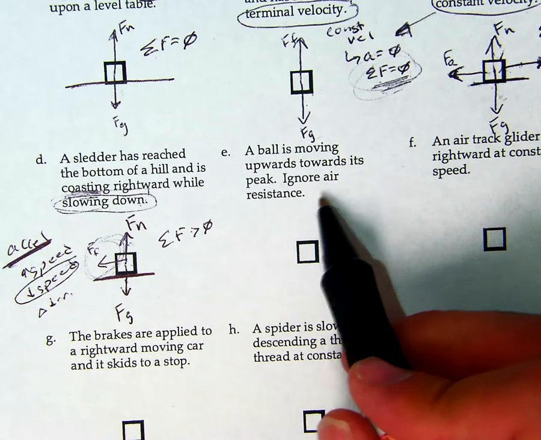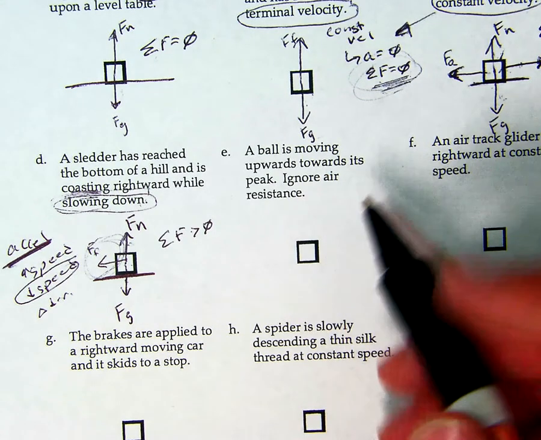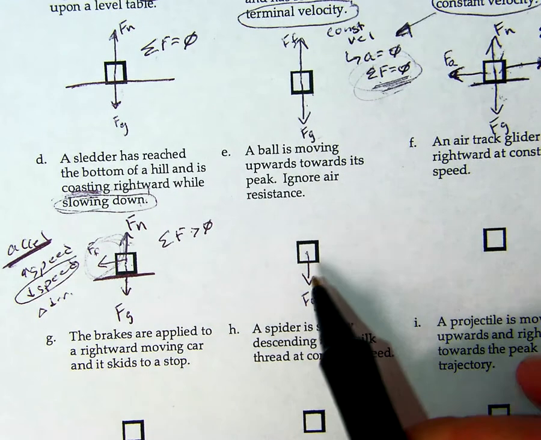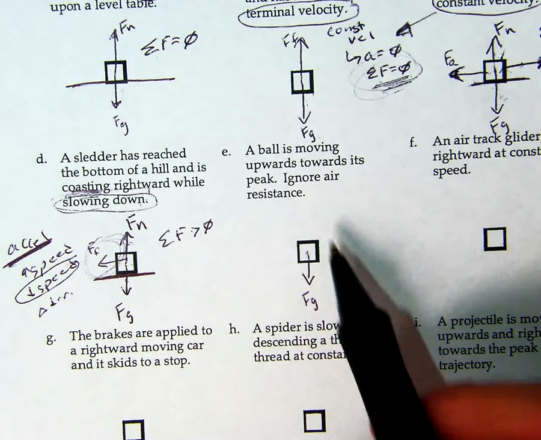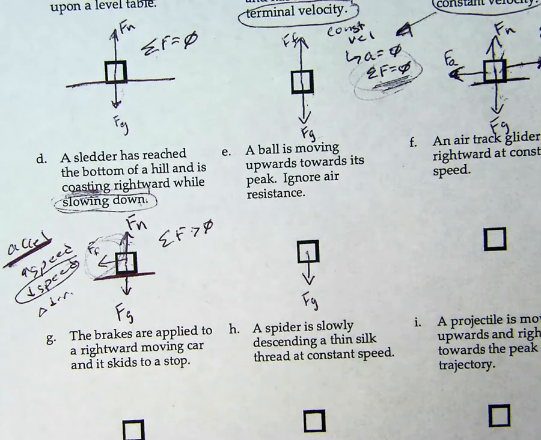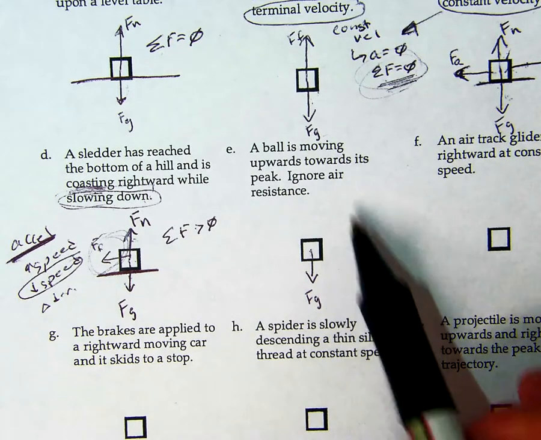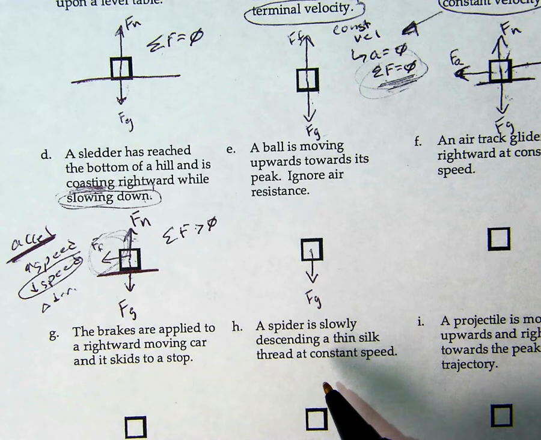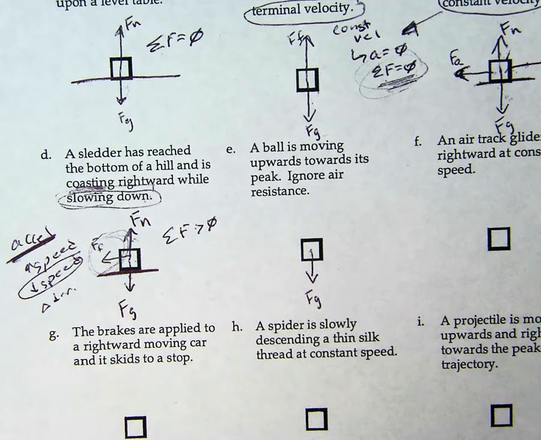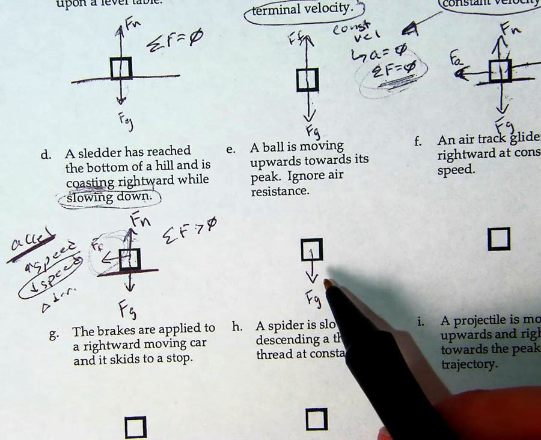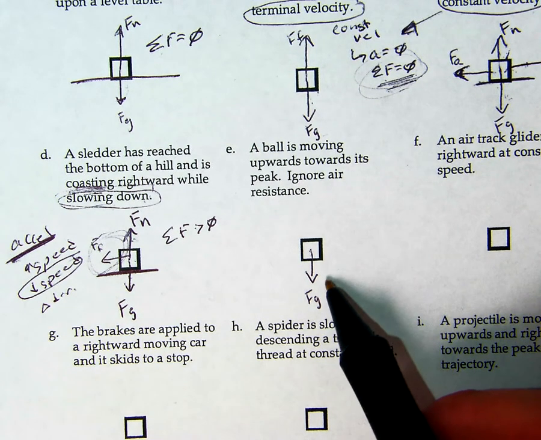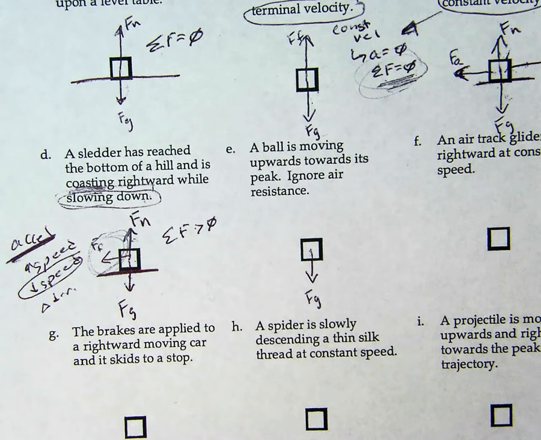We can do another one. Ball moves up, ignore air resistance. So automatically we know that we have force of gravity. But we know it's moving up in the air, so it's not on a surface, so we don't have a normal force. We don't have an applied force. We're ignoring air resistance, so we're ignoring the frictional forces, so we don't have a frictional force as well. So looking at this, the only force that acts on this particular object is the force of gravity.